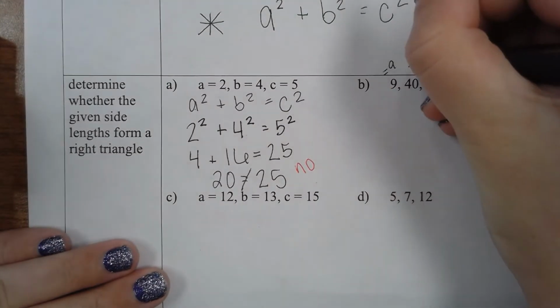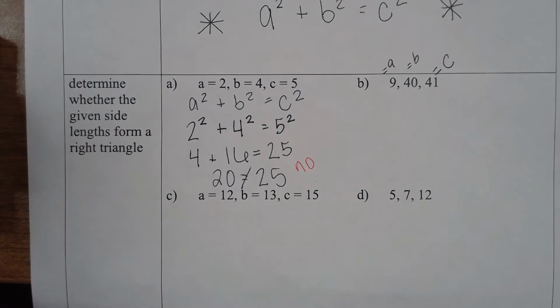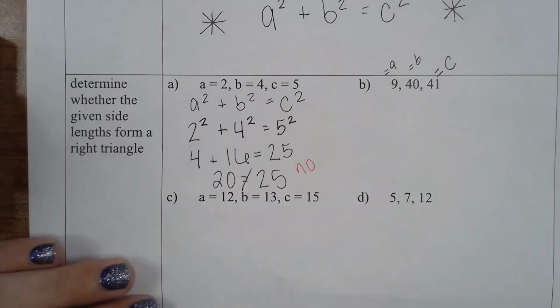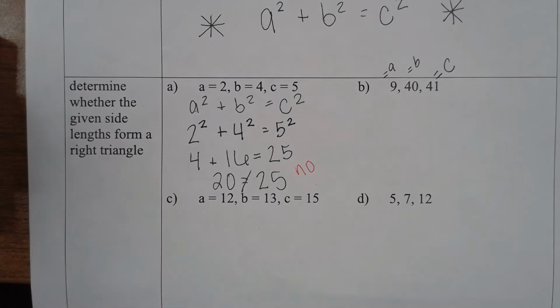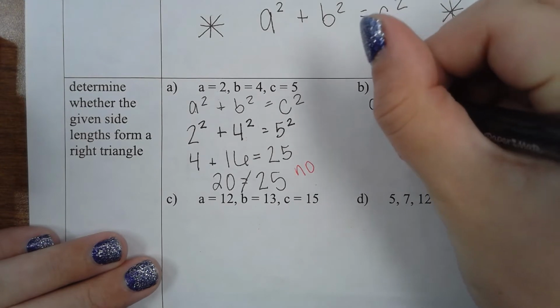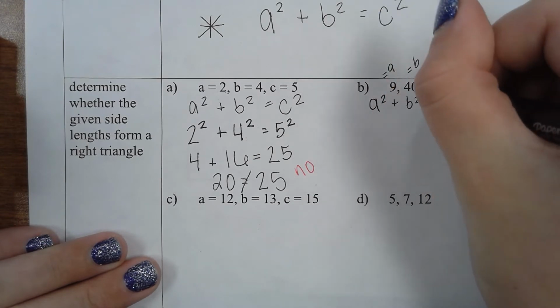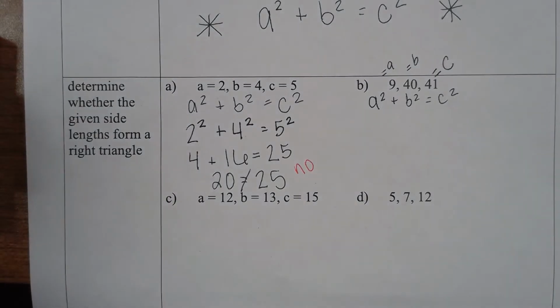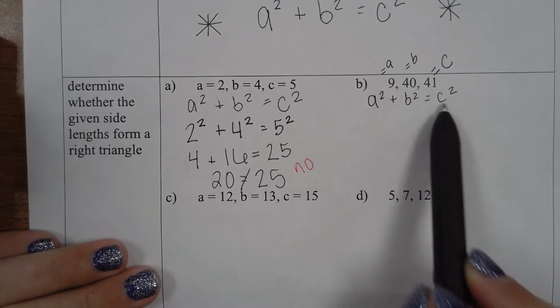And remember, for the legs, it does not matter which one is A or which one is B, but the hypotenuse always has to be the biggest side length. Okay? So again, our formula for the Pythagorean theorem is a squared plus b squared equals c squared. To figure out if these side lengths are going to form a right triangle or not, we need to substitute these numbers into our formula.